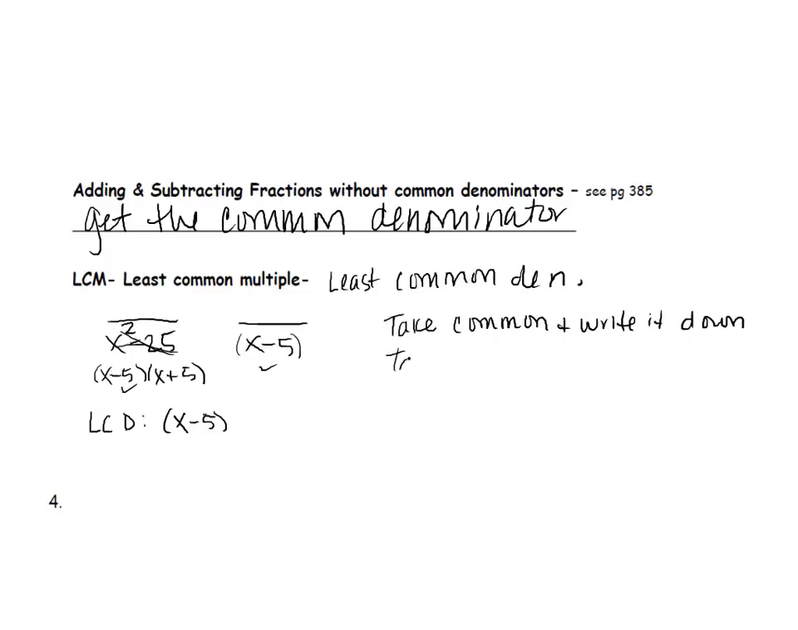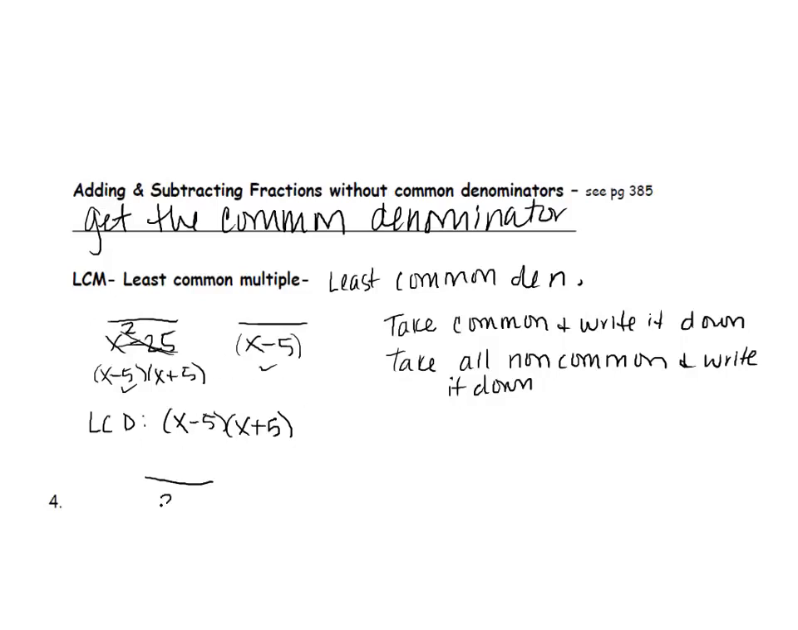And then you want to take all the non-common information and write that down as well. So the non-common stuff is this x plus 5. So we're going to go ahead and write that down. So that is what we call the least common multiple, the least common denominator. Okay, so that's what happens when there's parentheses involved.